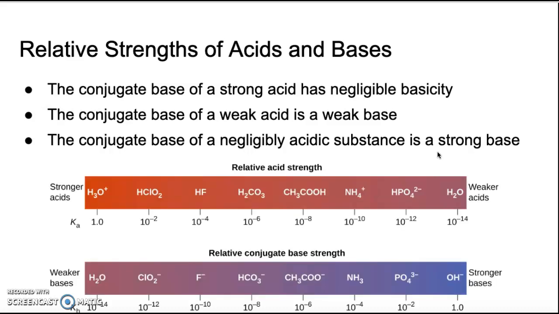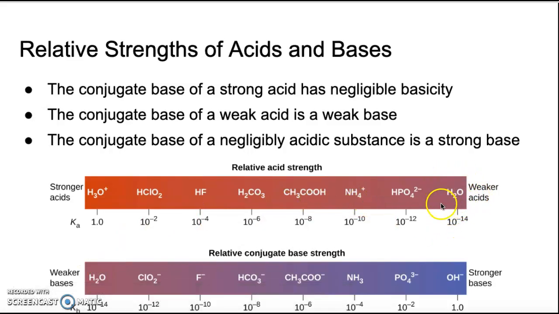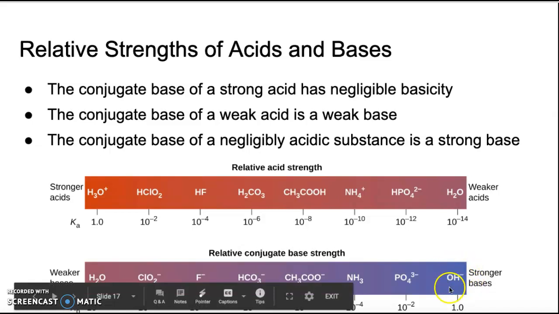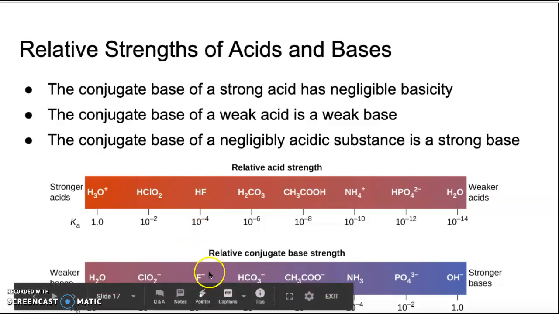And you can kind of see that here. If we've got a really strong acid over here, then the conjugate base will be really, really weak. If we've got something like water that's really not an acid, then its conjugate base, OH minus, is going to be a really strong base. And if we look at something in the middle, for example, hydrofluoric acid is a weak acid, then its conjugate base will be a weak base, but it will act as a base.